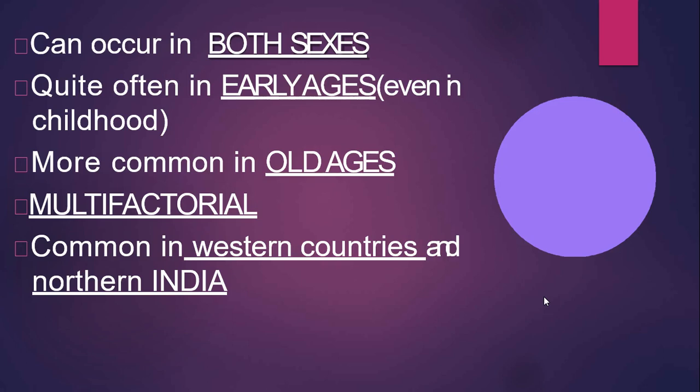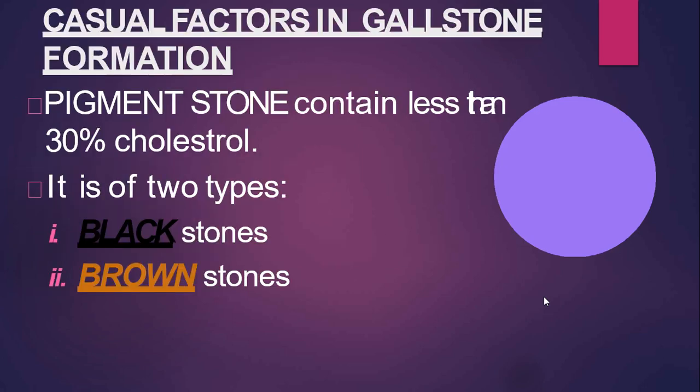It is more common in old age, and there are multiple factors related with the formation of gallstones. They are common in the western countries and northern India. Now, what are the causal factors in the formation of gallstones? Pigment stones contain less than 30% cholesterol. There are two types of pigment stones, black and brown.